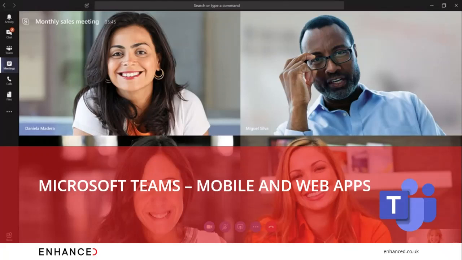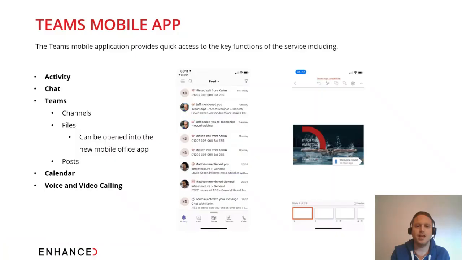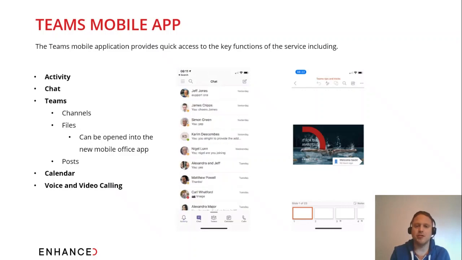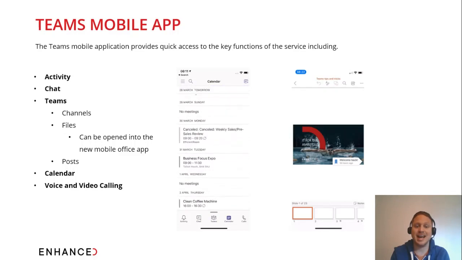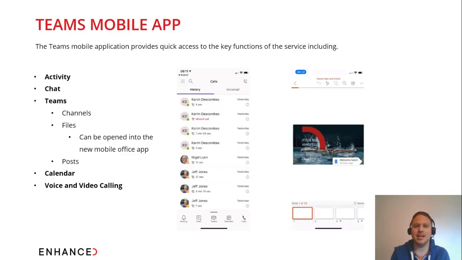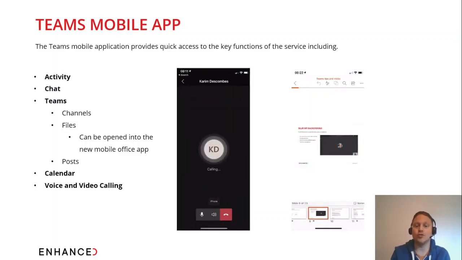Over the next couple of slides, we're going to be covering off both the mobile application and the native web application for Teams. Alongside the desktop applications for both Windows and Mac, Microsoft offer native mobile applications for both iOS and Android. These applications allow you to access all the key functionality, whether that be chat, voice calling, or your teams and channels and the file data within those. It's worth noting that that file data can now be opened in the new Office application, which is a single application to access both Word, Excel, and PowerPoint.